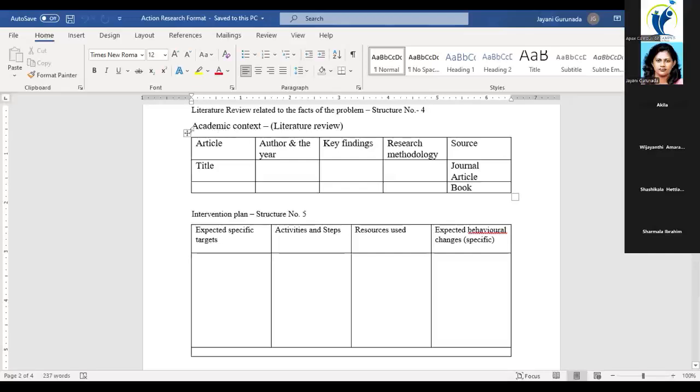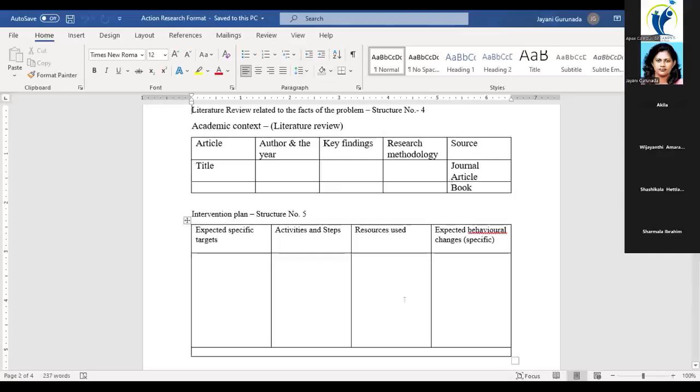What you have to do now, we did this one. We did academic context, literature review, you did that: title, author and the year, key findings, research methodology, source. So if you can do this structure also, it's good. Article, author and the year, key findings and research methodology. What's the method they had used? It will also be helpful for you to do that. Then source: journal article or book, what it is.